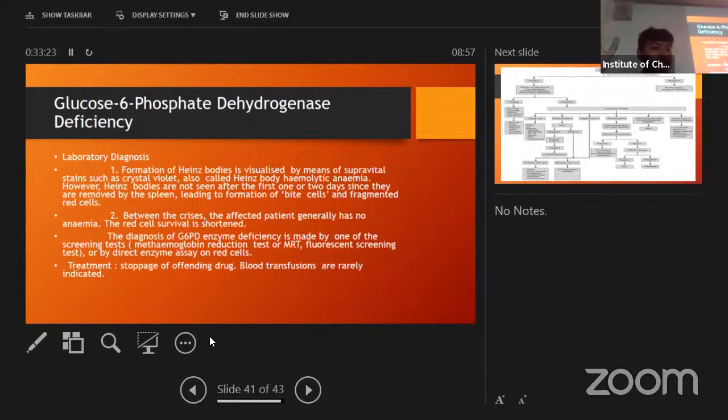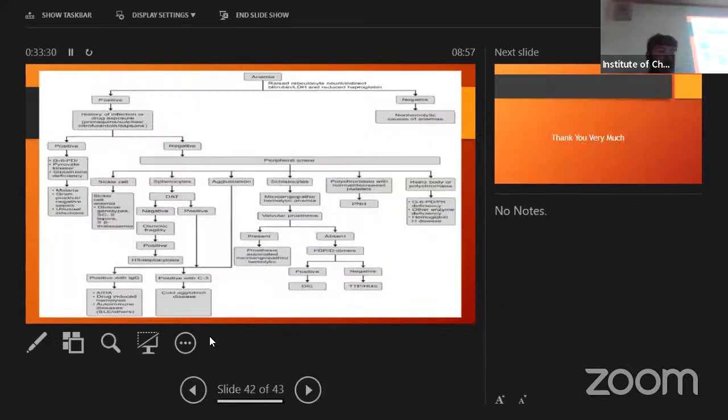The treatment is basically stoppage of the offending drug. Blood transfusion is rarely indicated. And this is the final chart of this topic of discussion, the approach to hemolytic anemia in short, which is taken from the Piyush Gupta book.